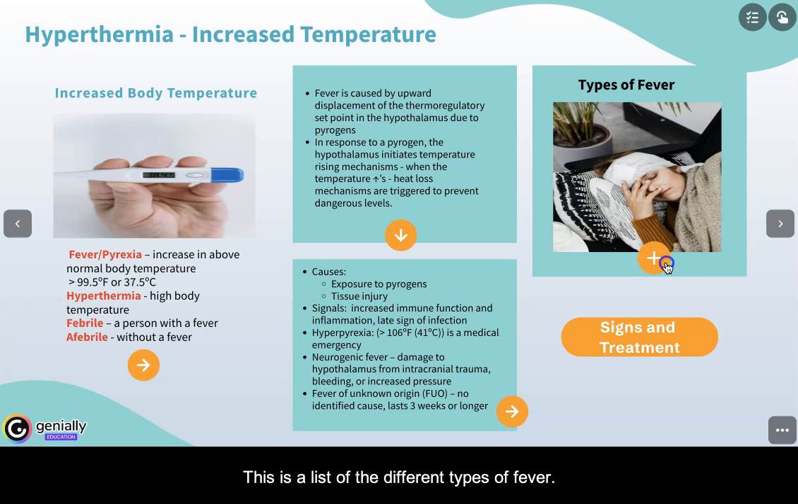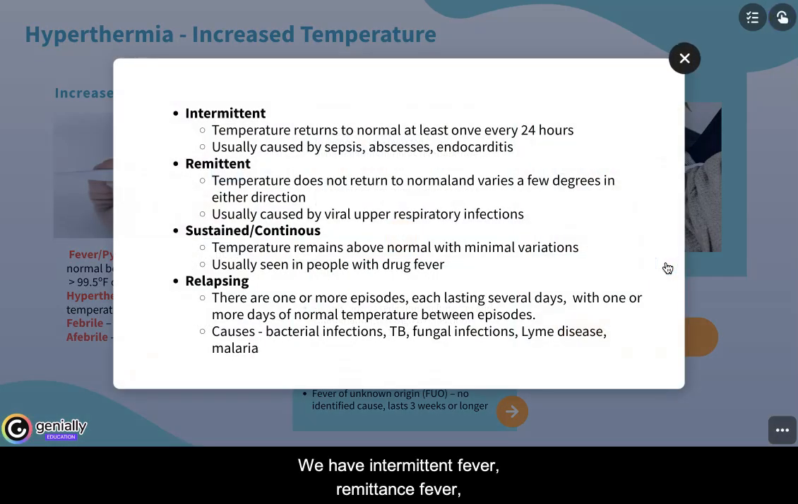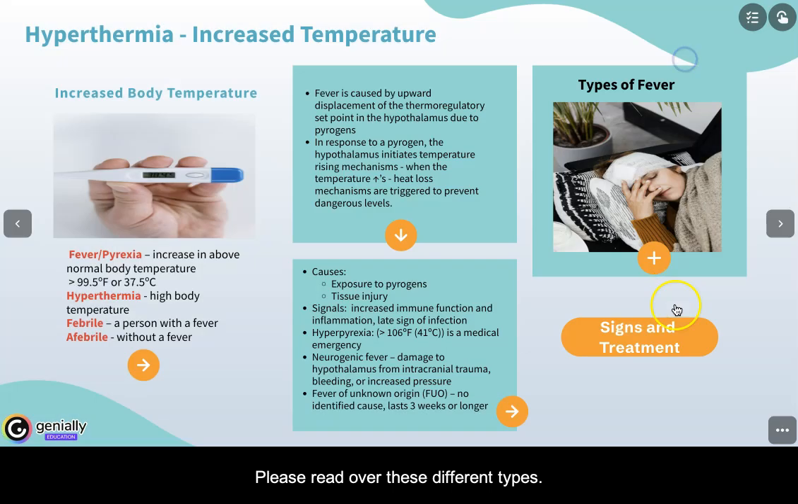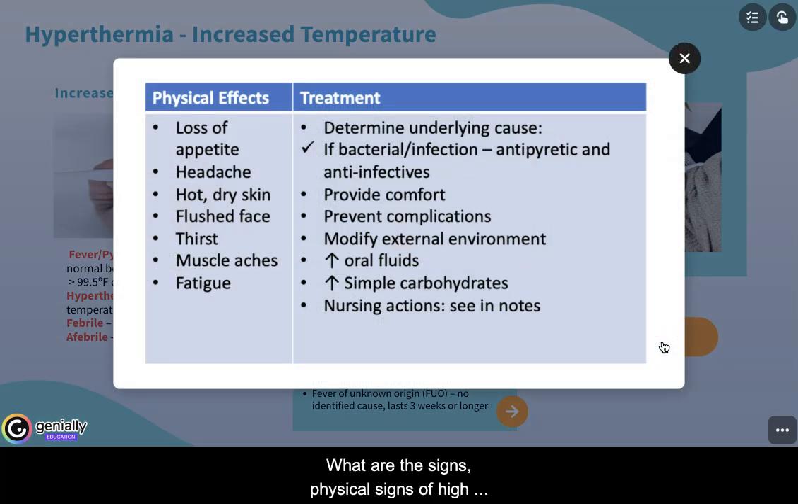This is a list of the different types of fever. We have intermittent fever, remittent fever, sustained continuous fever. Then we have relapsing fever. Please read over these different types. So what are the signs?